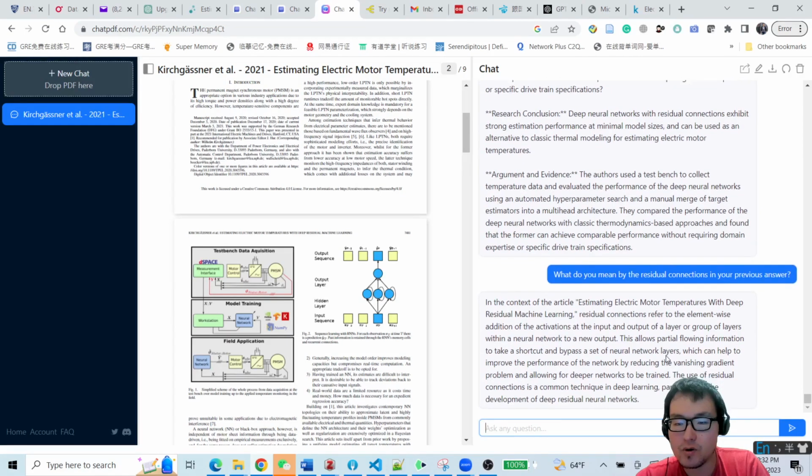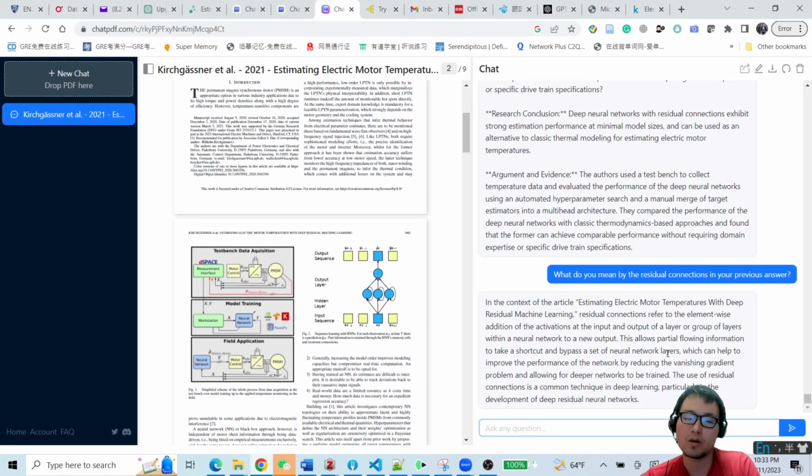So it will answer you that in the context of this article, residual connections refer to the element-wise addition of the activation at the input and the output of a layer or group of layers within a neural network to form a new output. This allows information to take a shortcut and bypass a set of neural net layers, which can help to improve performance of the neural net by reducing the vanishing gradient problem and allowing deep neural networks to be trained. The use of residual connections is a common technique in deep learning, particularly in the development of deep residual neural networks.